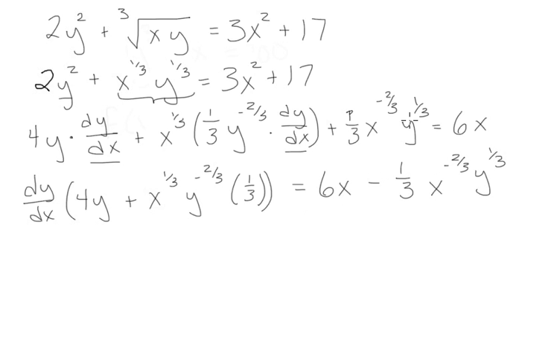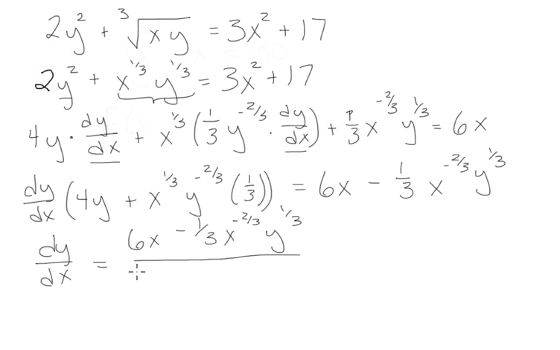So notice that I moved this term to the right-hand side and I factored the dy/dx out of each of the two terms on the left-hand side. My final step is going to be to divide the right-hand side by this term so that I get dy/dx by itself. I get 6x minus 1/3 x to the negative 2/3 y to the 1/3 over 4y plus 1/3 x to the 1/3 y to the negative 2/3.